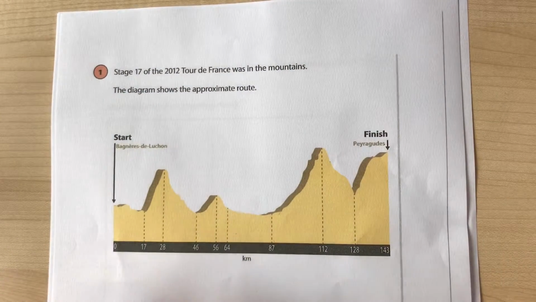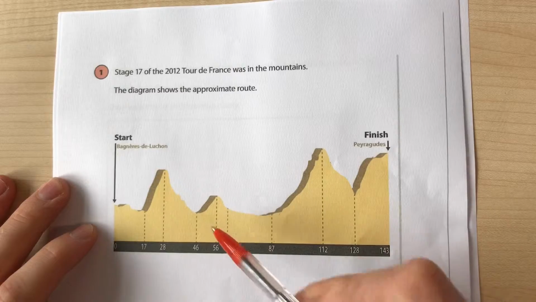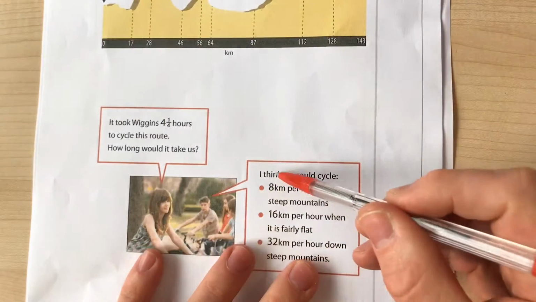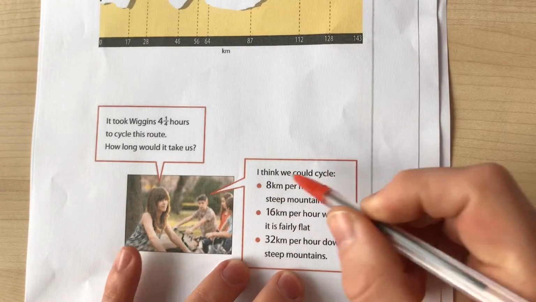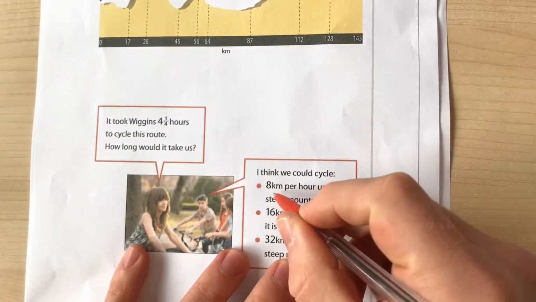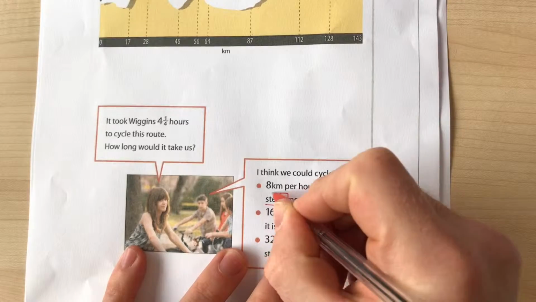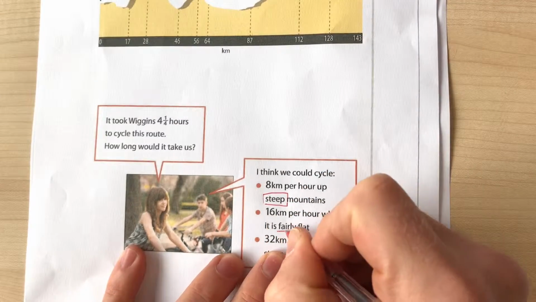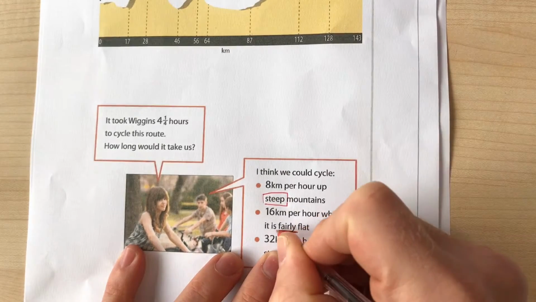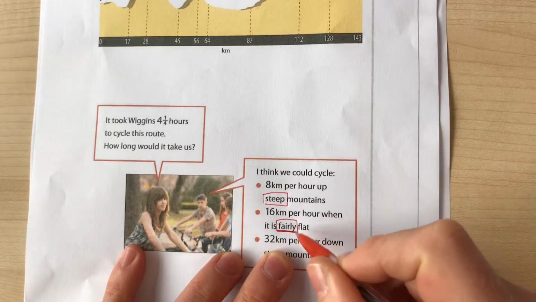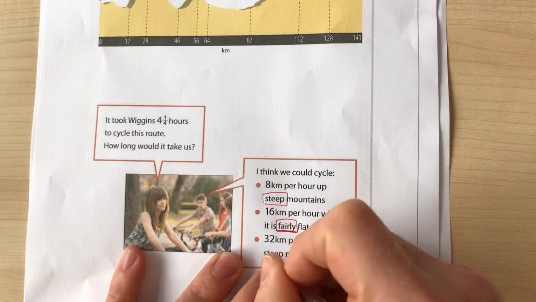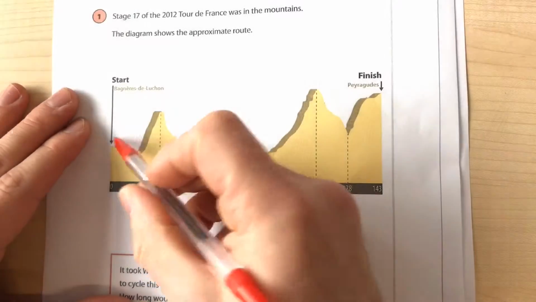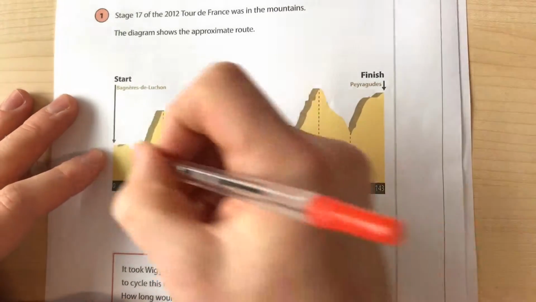Okay, with this, you've got to be really, really careful with working out what part is steep and what part isn't. When we just look at a bit of information below, it says, I think we could cycle 8 kilometers per hour up steep mountains, 16 kilometers in an hour when it's fairly flat, so that means there could be a bit of uphill or downhill, and then 32 kilometers when it's steep mountains. So all I'm going to do first is break it up on here into flat or steep.